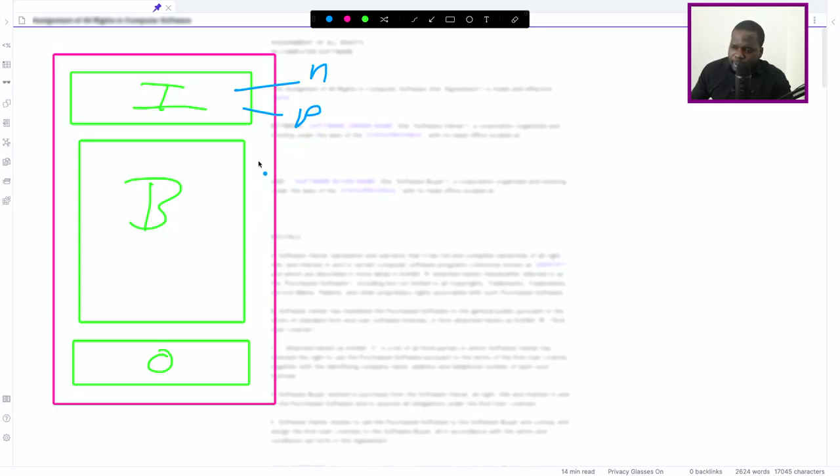And then you have the body. In the body, you put the agreement that you guys agree upon. And then in the outro, both parties sign. That's simple. So here you put your sign.